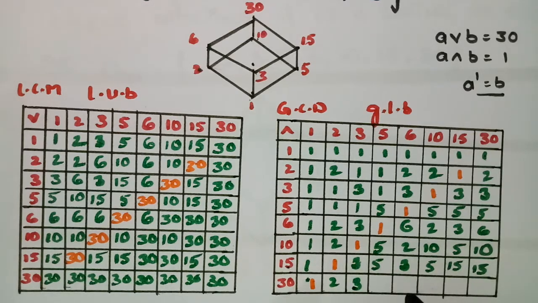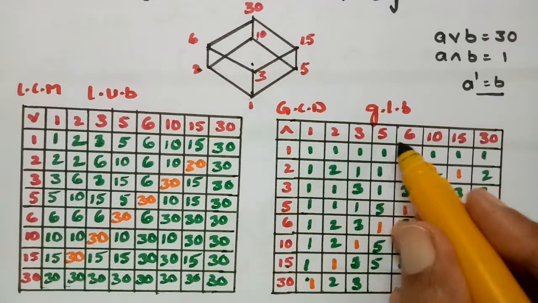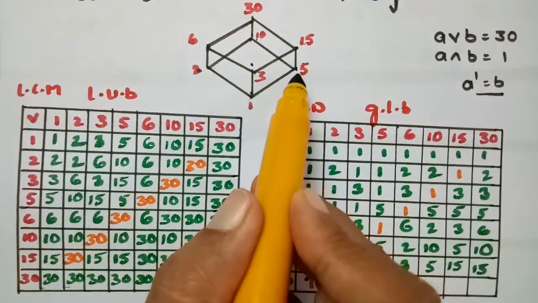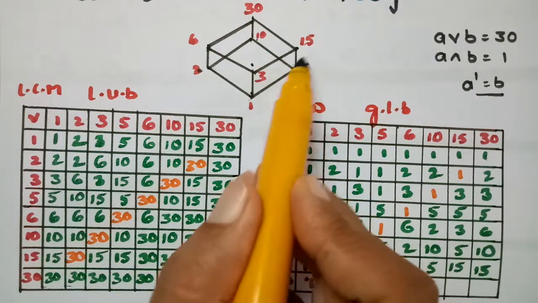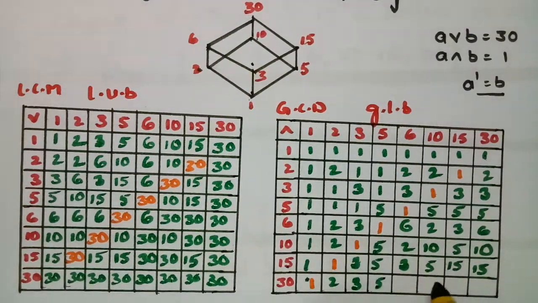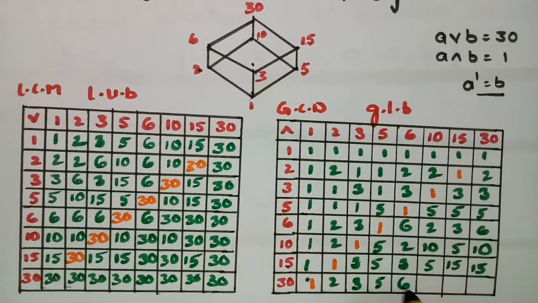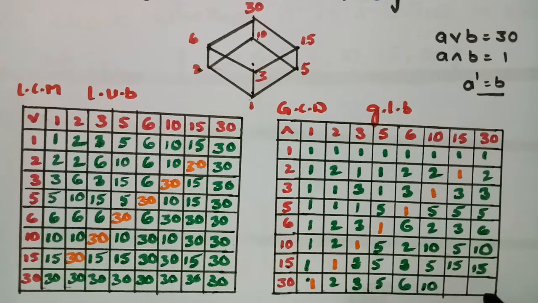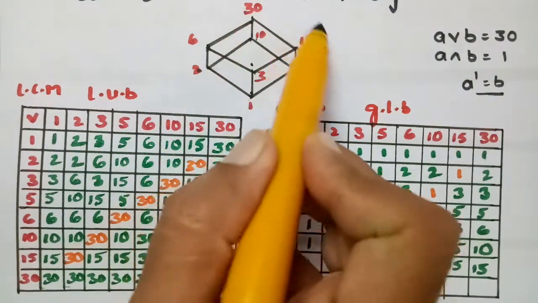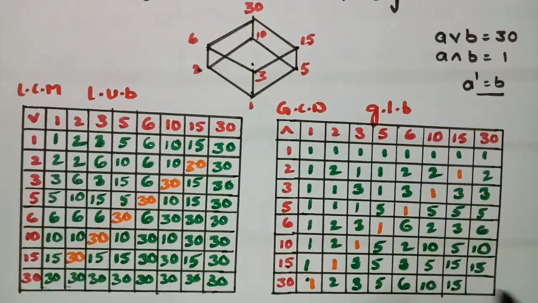Among 30 and 5, the lower bound here is 5. Among 30 and 6, 6 is the lower bound. Among 30 and 10, 10 is the lower bound. And among 30 and 15, 15 is the lower bound. And among 30 and 30, 30 is the lower bound.